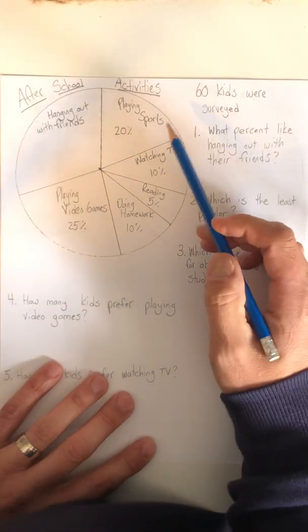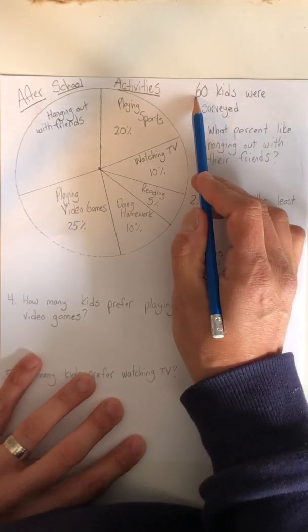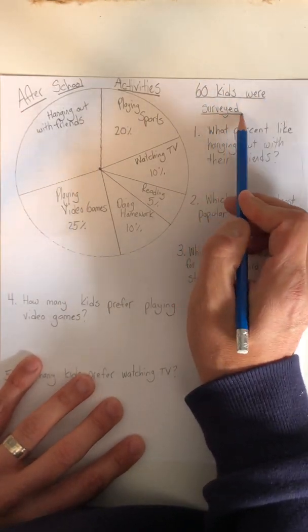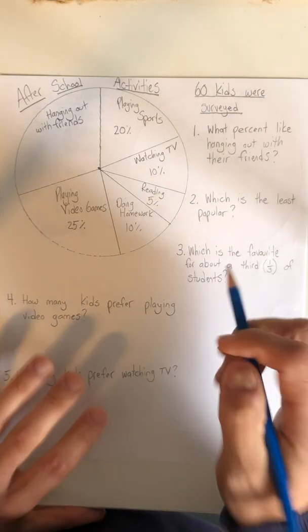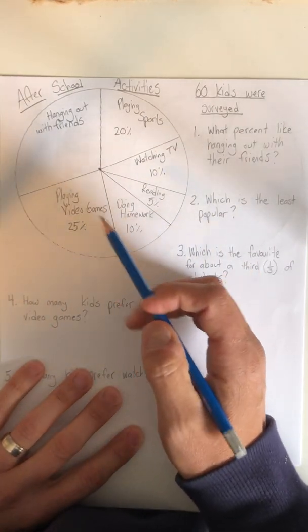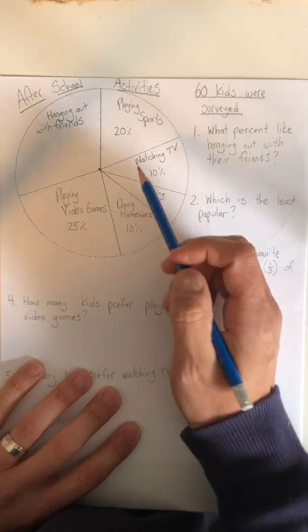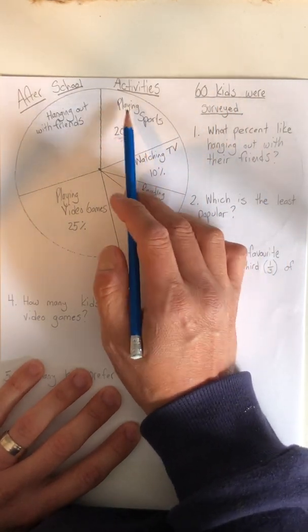And what it tells us is it's looking at 60 kids who were surveyed. It asked these 60 kids, what is your favorite thing to do after school? And that information was displayed in this graph. So if we look at the graph, of those 60 kids surveyed, 20% said that after school they prefer playing sports.